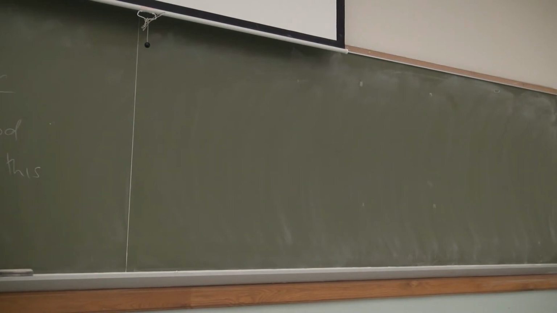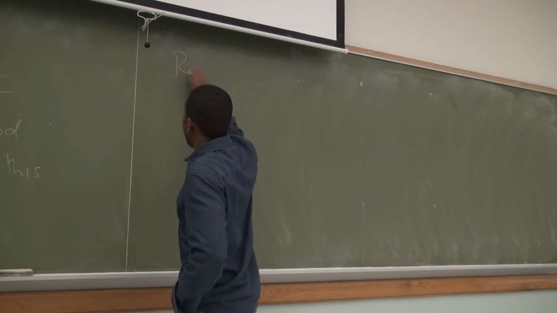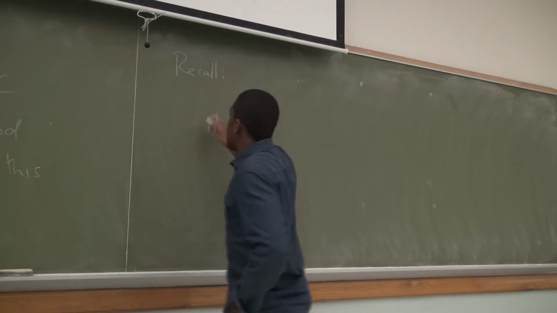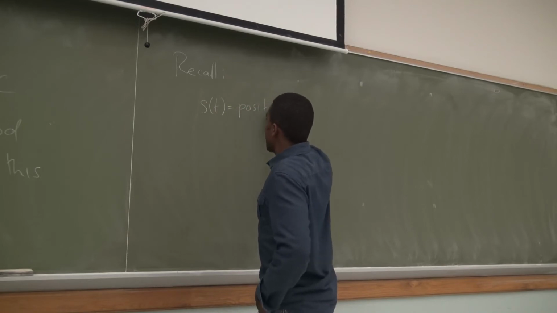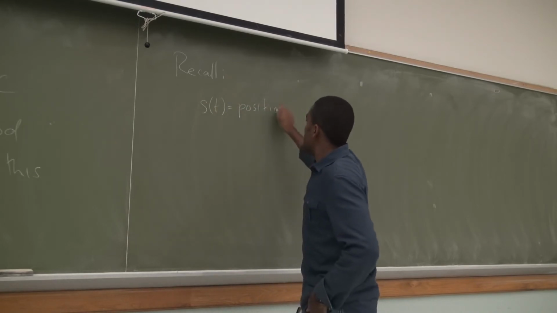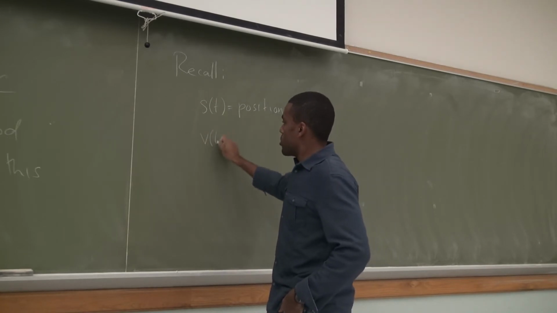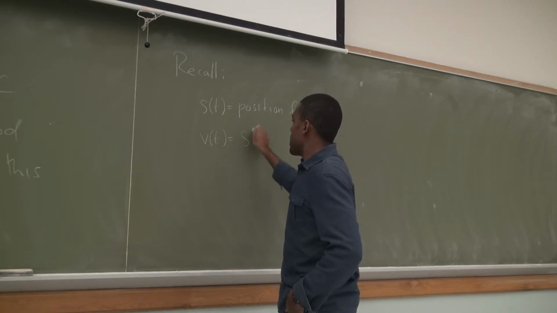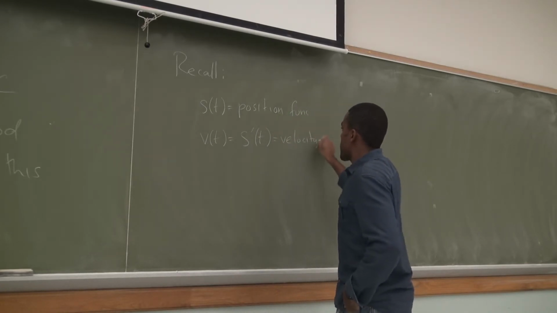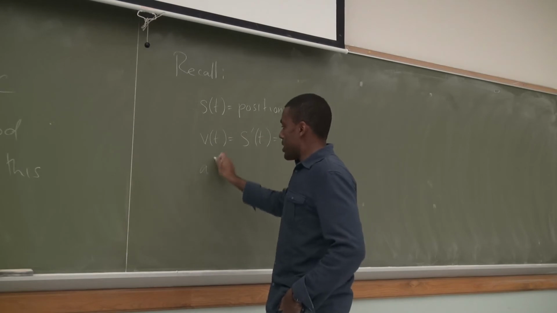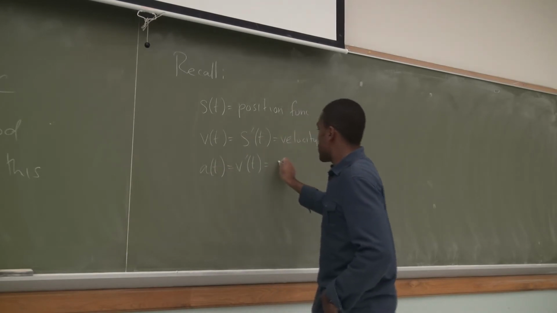Now this actually helps us do a lot of things that we couldn't have done before. So for example, recall, remember when we said S was the position function? If we want to get to velocity, what did we do? We found the derivative of S. This is the velocity. And then if you want to get to acceleration, we find the derivative of the velocity function. Get acceleration.